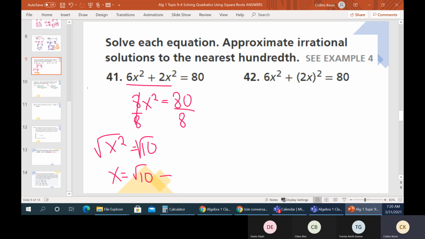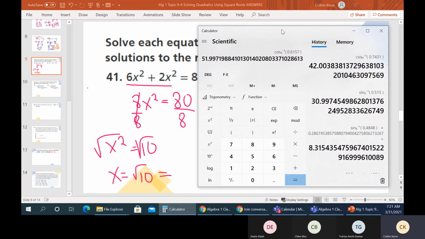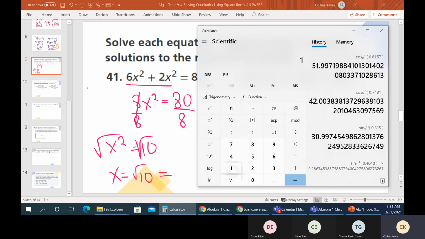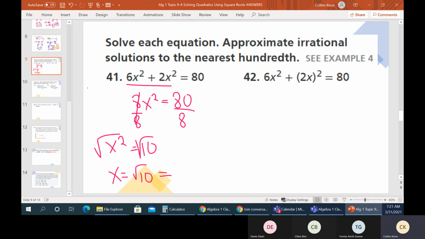Now, since they said approximate, we can go ahead and put it in our calculator. And where's my calculator? Let's bring him on the scene. And there he is. Sweet. All right, so let's clear this out. So we go 10 square rooted. It's like 3.16 if I remember right. Yeah. Okay, that's it. Easy peasy, right? All right, next guy.